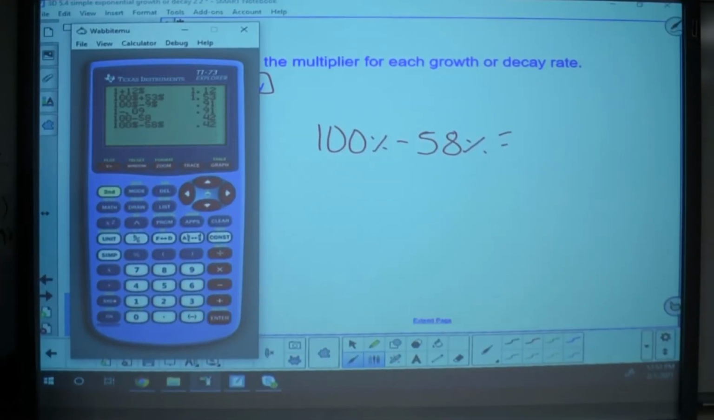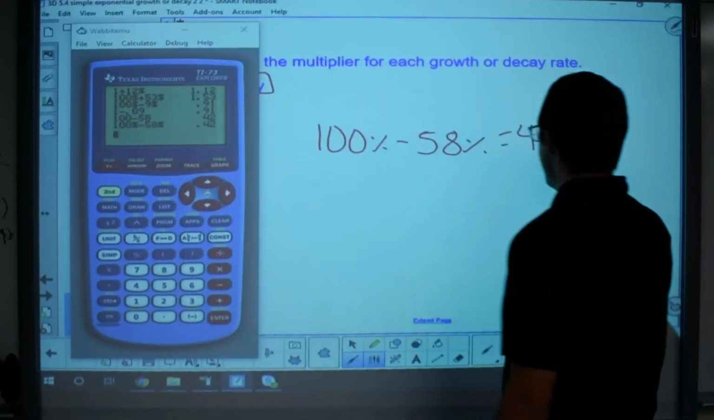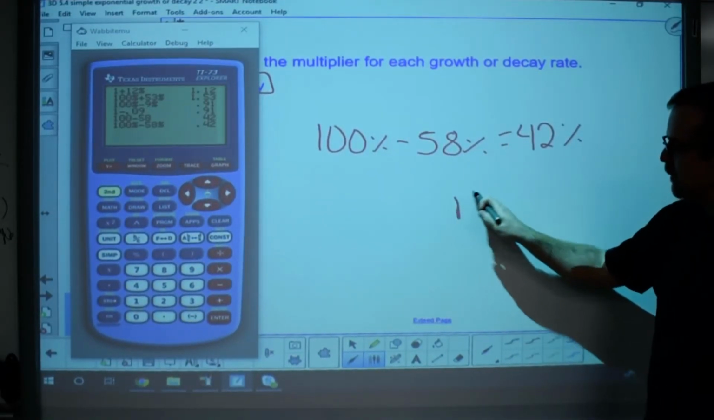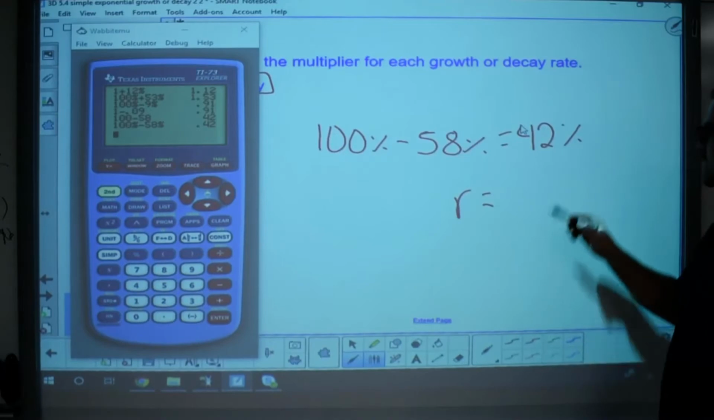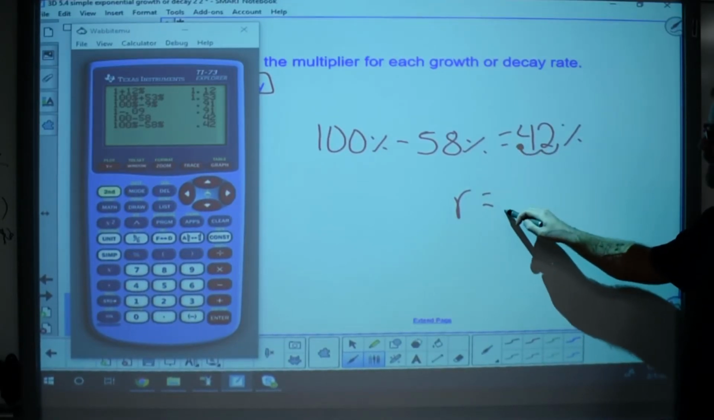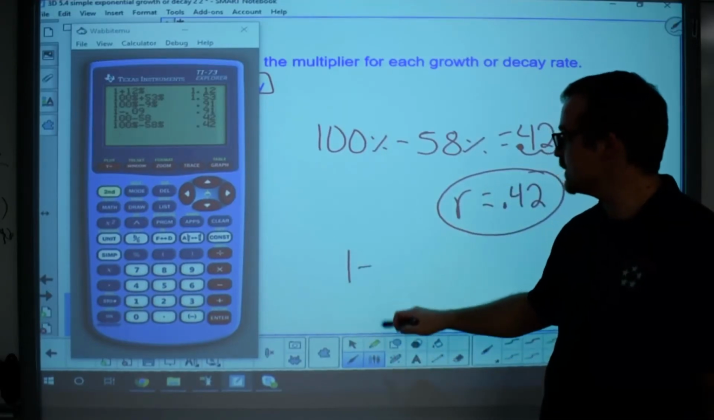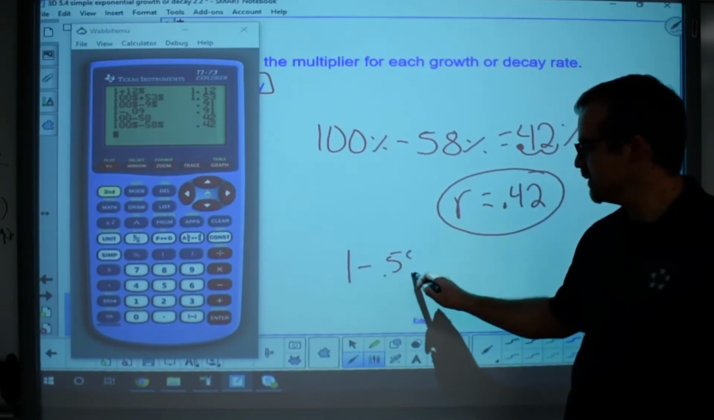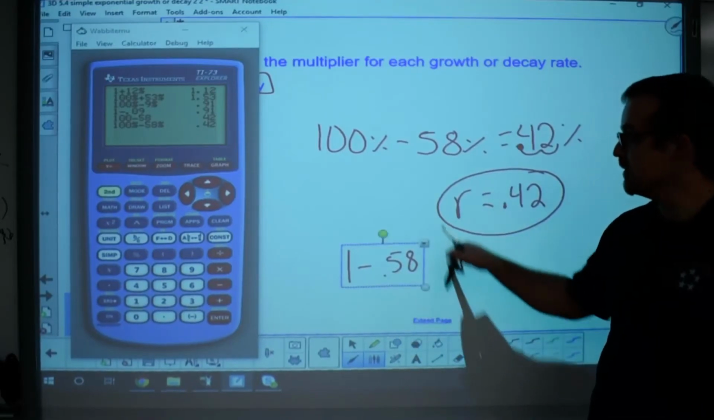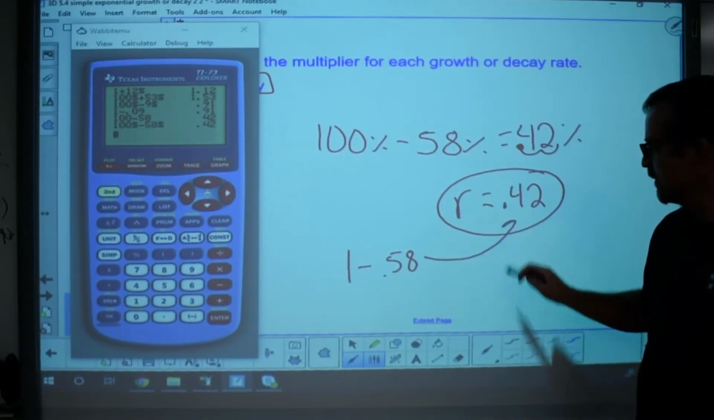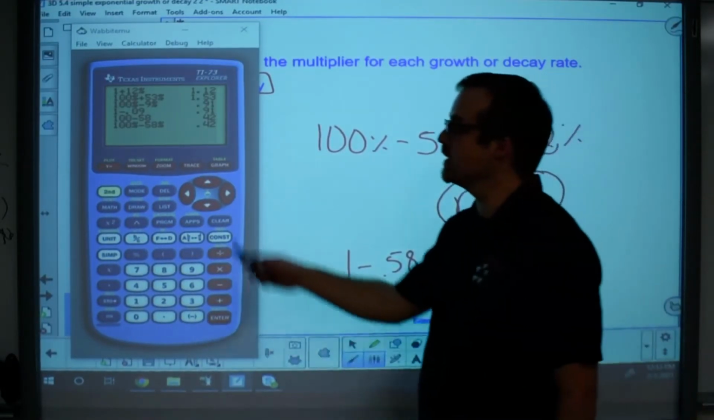And that gives us 0.42. Now, this is 42%, but the ratio should be written as a decimal, not a percent. So we just convert that over by moving it over twice. We get 0.42. Or you could have just done 1 minus and then 0.58. Just the decimal minus the decimal version of this, and that still gives you 0.42. Also decaying because it's less than 1.